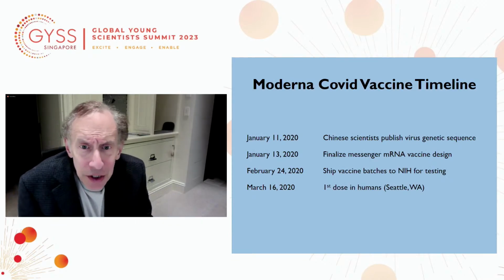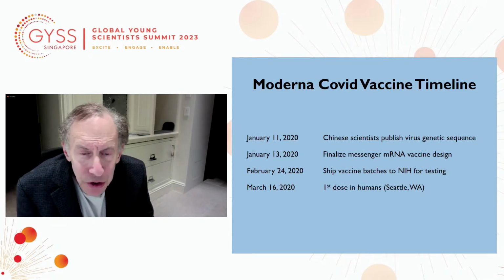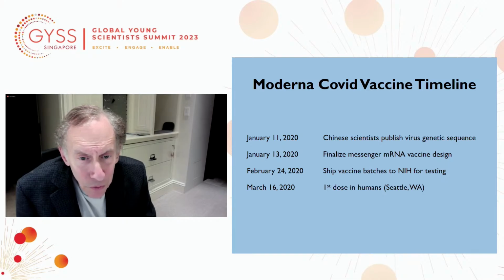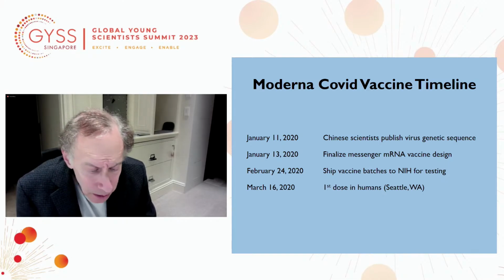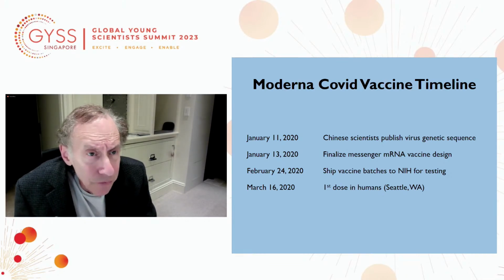So the Chinese scientists published the virus genetic sequence on January 11th. It took less than 2 days to finalize the design, put it in the nanoparticles, and within a month, we had shipped batches to our clinical partner, NIH, for testing. The first patient was treated in what's called a phase 1 trial, literally about 63 days after we started, 64 days. And by May 19th, we had the data on the phase 1 trial.